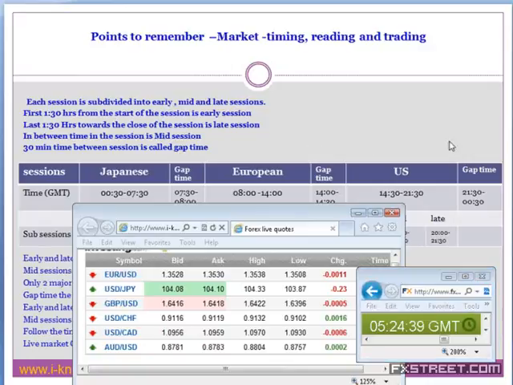Can we also short GBP Yen after USD Yen makes an up move? Yes, we can short.